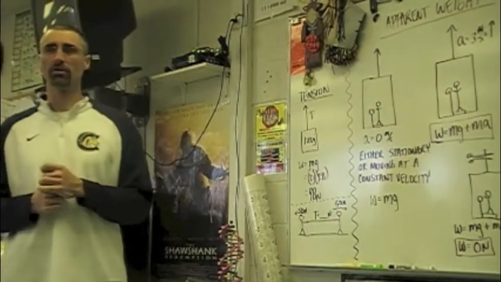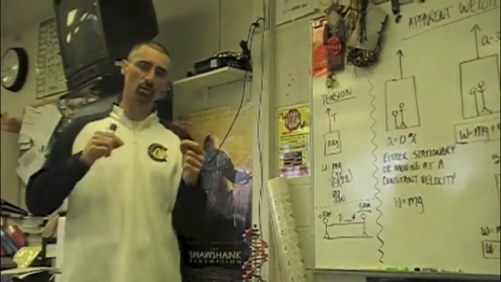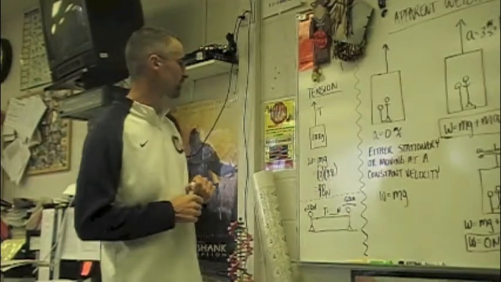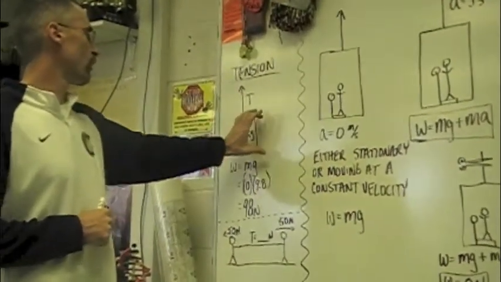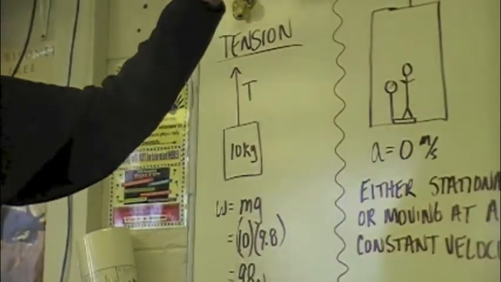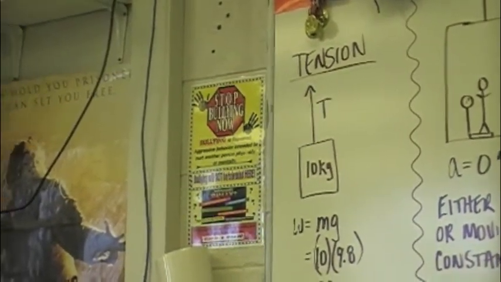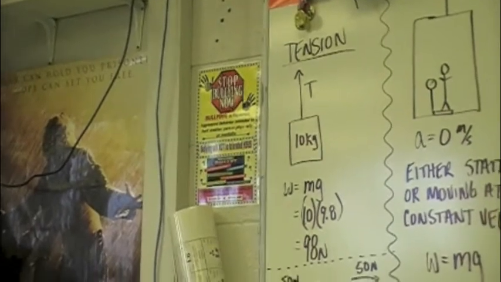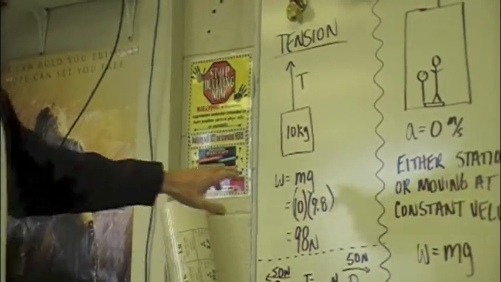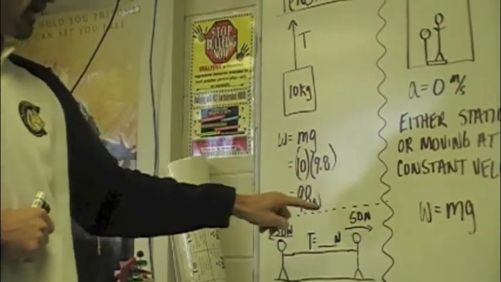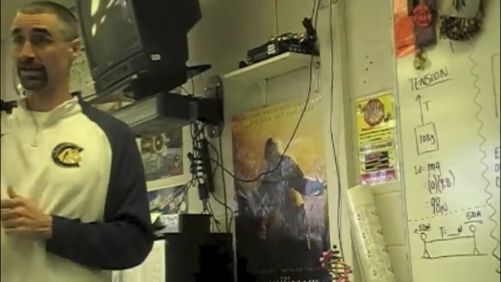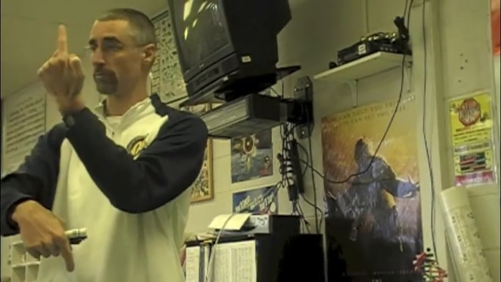Tension is a really simple concept, but there's one misconception that kids bring with them quite a bit of times, so we're going to try to dispel that today. If we have a 10-kilogram weight just hanging, and I asked you what is the tension in the string, most kids get this right. They say, well, the weight of that 10-kilogram mass is 10 times 9.8 or 98 newtons. So therefore, there's 98 newtons pulling down by the weight. So what does the tension in the string have to pull up with?